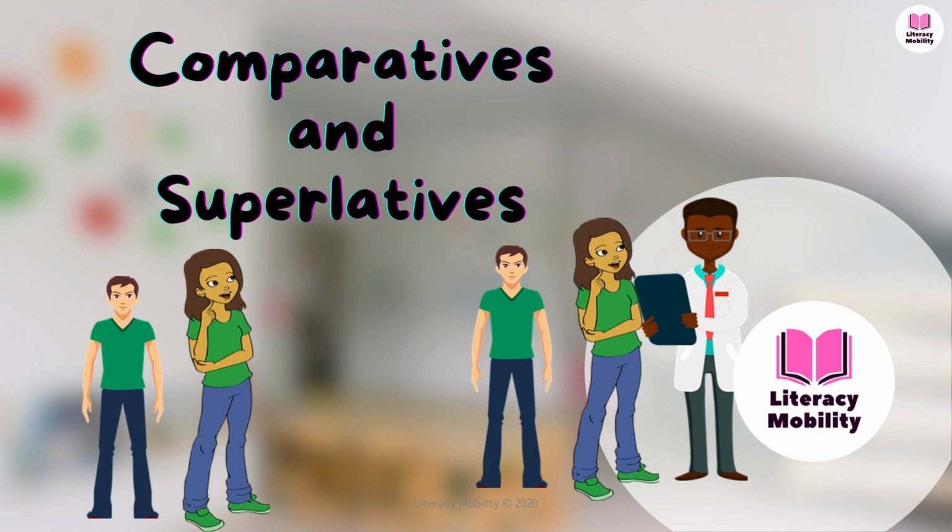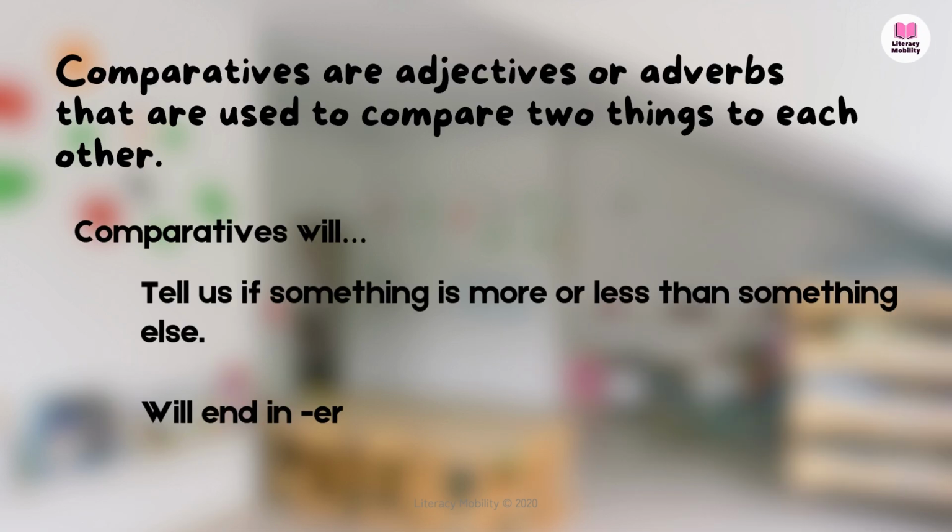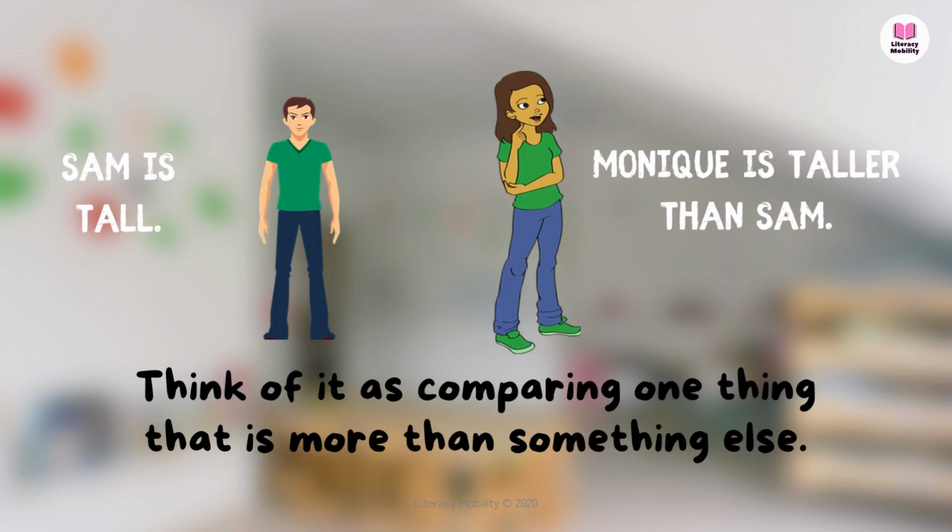Okay, let's get started with comparatives and superlatives. Comparatives are adjectives or adverbs that are used to compare two things to each other. Comparatives will tell us if something is more or less than something else and will end in ER. Think of it as comparing one thing that is more than something else. Sam is tall. Monique is taller than Sam.